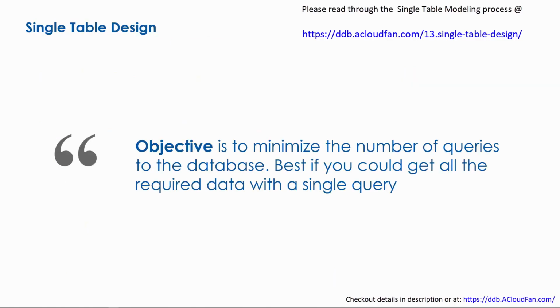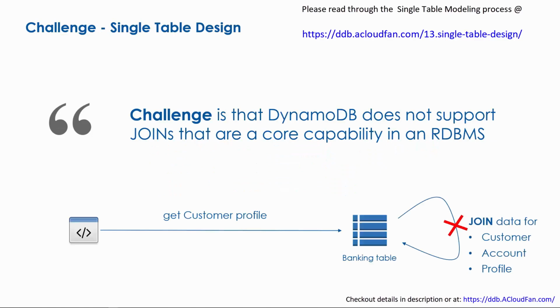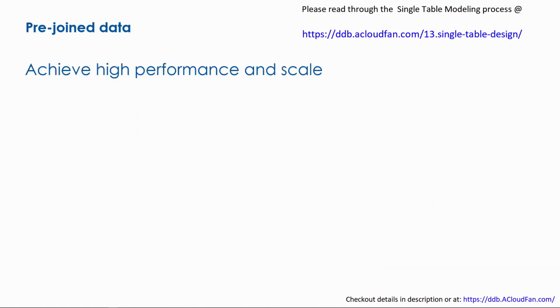The objective of the single table design is to minimize the number of queries to the database. It's best if you could get all the required data with a single query. But the biggest hurdle to achieve that objective is that DynamoDB does not support joins, which are a core capability in an RDBMS. You already know that data in DynamoDB is managed in partitions with B-trees. Pre-joined data is what leads to DynamoDB's high and consistent performance at scale. But pre-joining of data requires that you know the access patterns in advance.